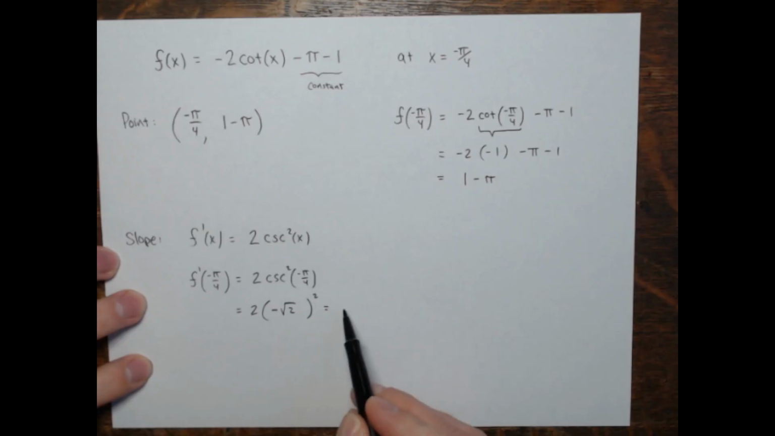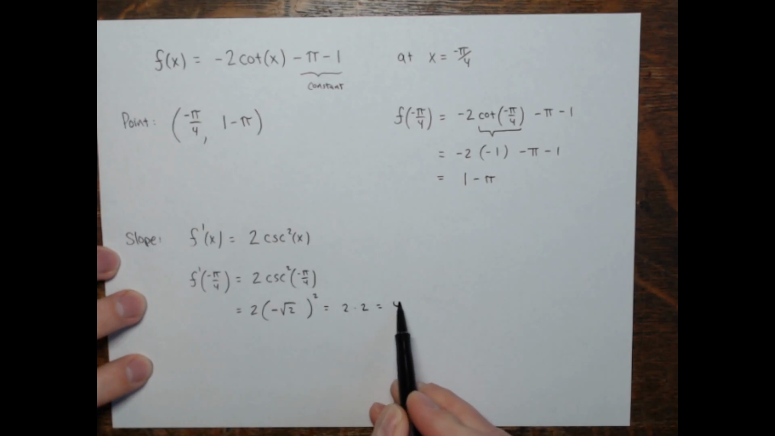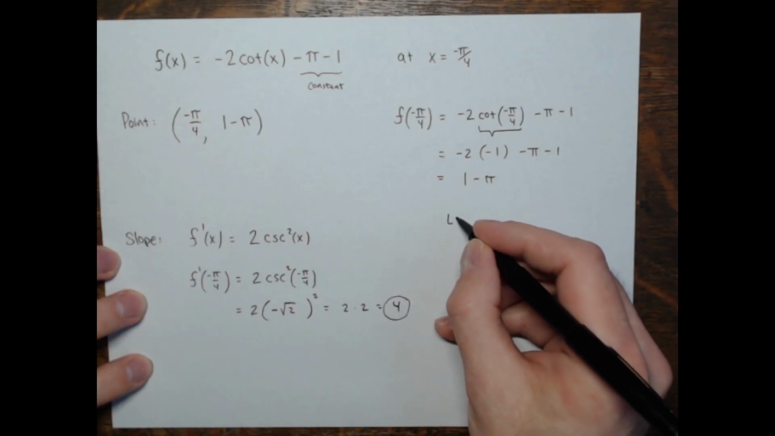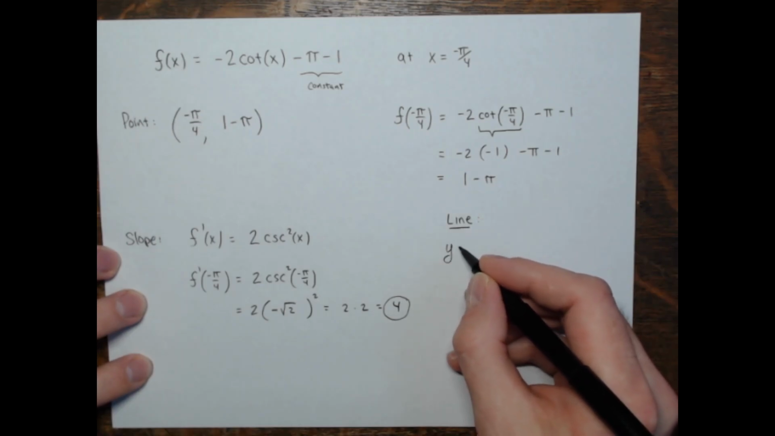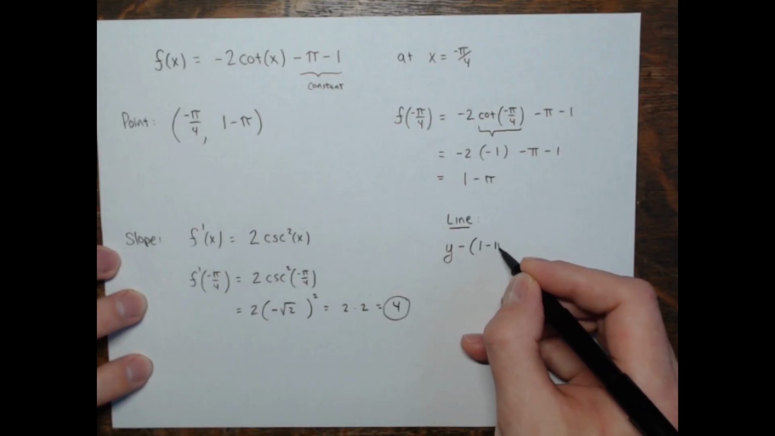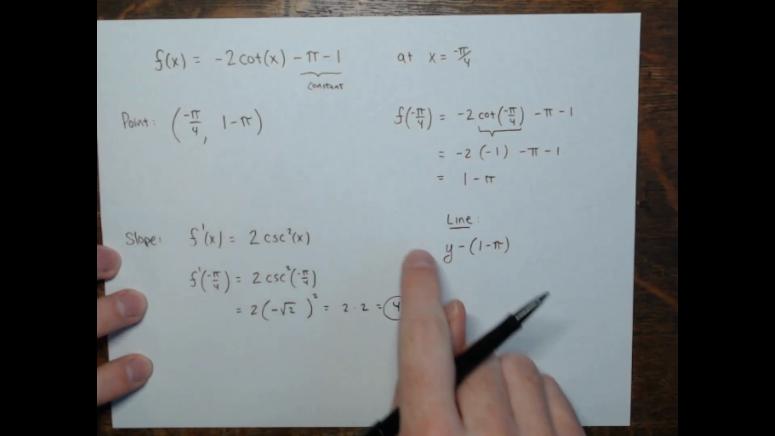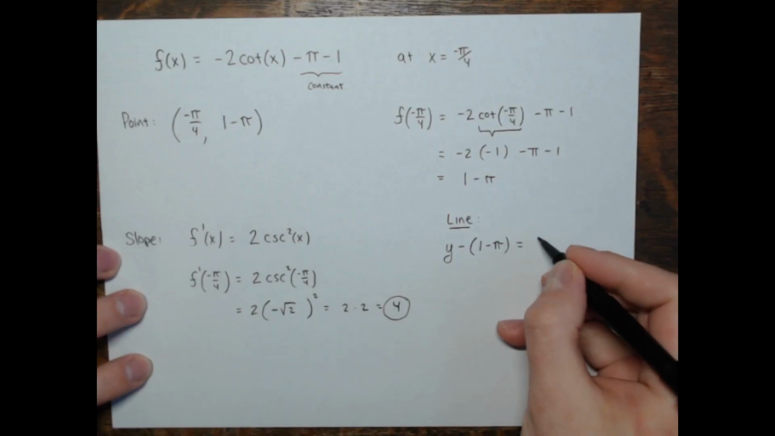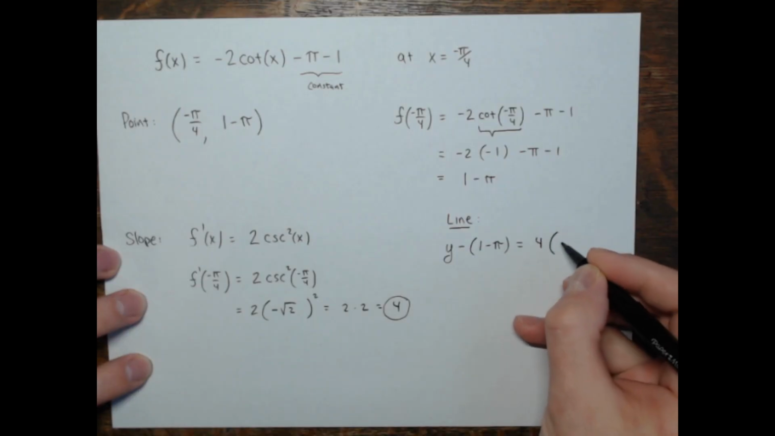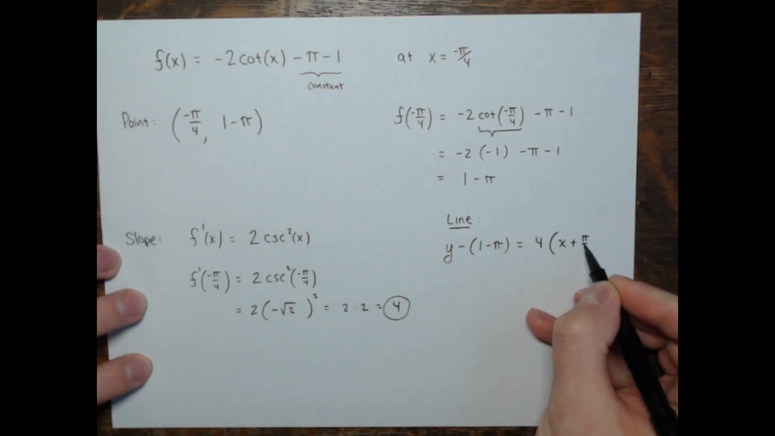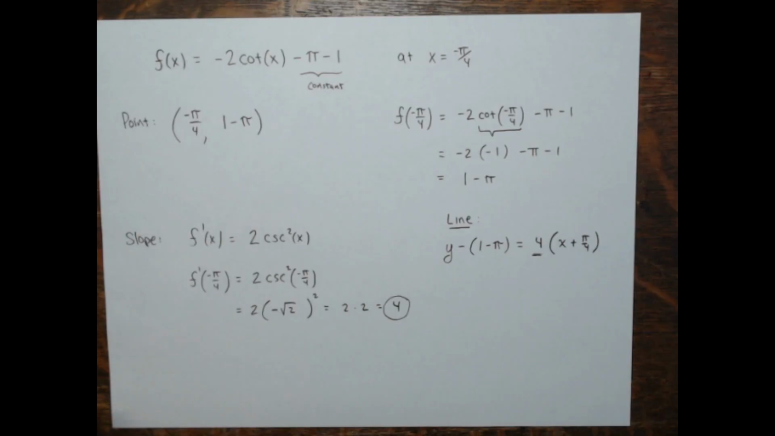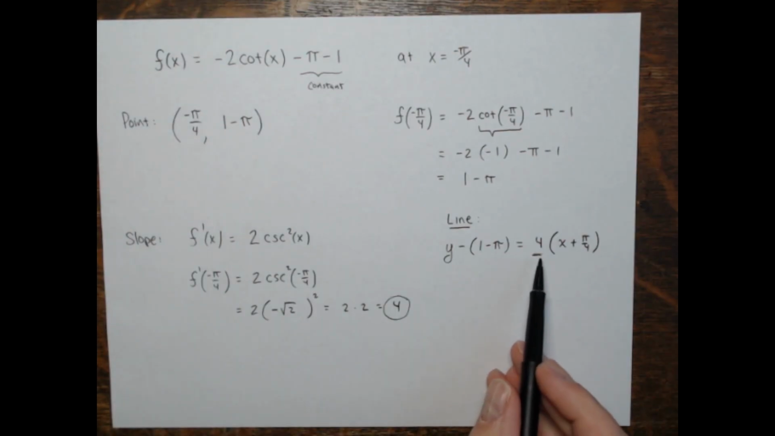But that's being squared. So this is 2 times 2 again. When you square this, it's just +2. So you end up with 4. Slope of 4. So the line would be y minus the y coordinate of our point, this quantity 1 minus pi here, equals the slope 4 times the quantity x minus -pi/4, so x plus pi/4 again. I just want to make sure when I set up this line that it has a slope of 4.